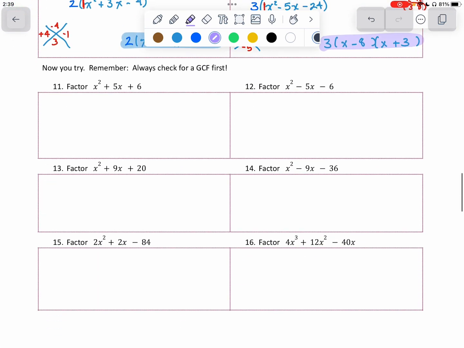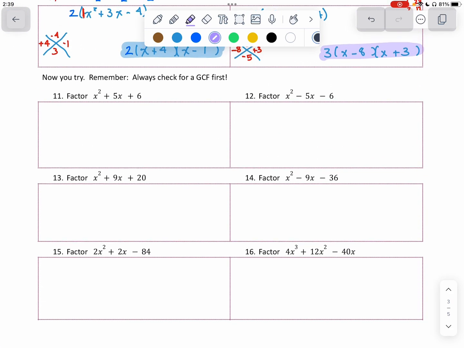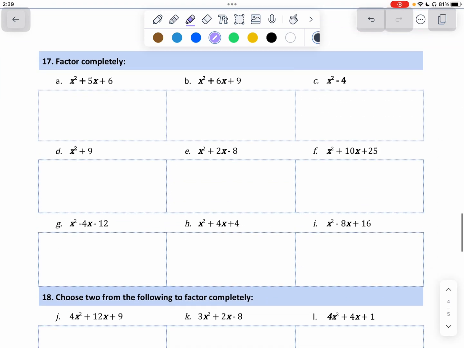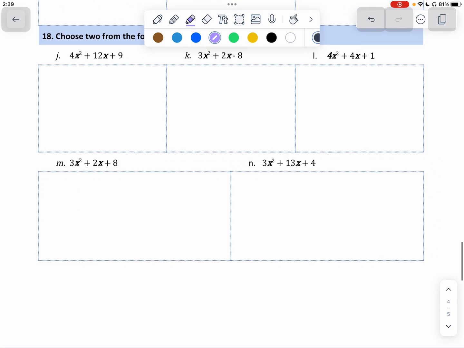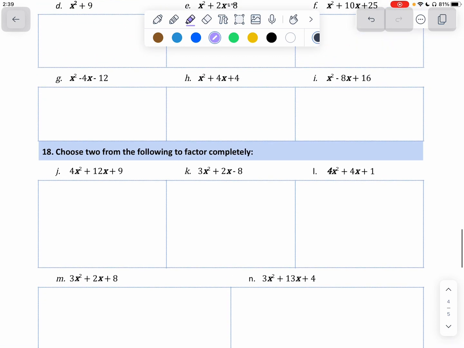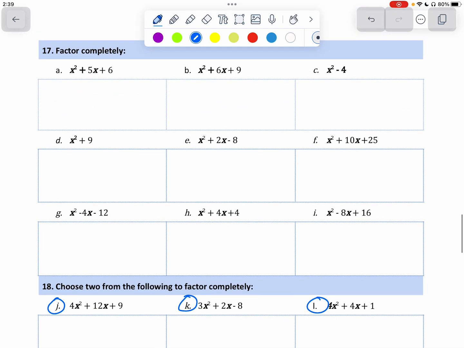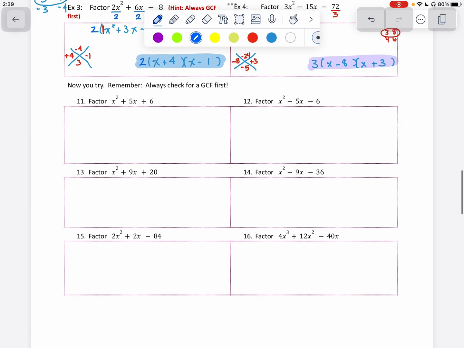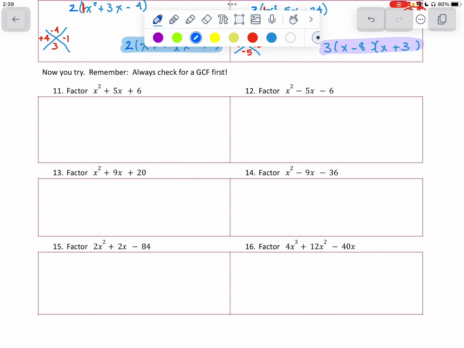And I would encourage you to pause the video here and try these on your own. And then there's a little bit of mixed practice down here. And you won't quite be ready for these because these you will need to do on day 2, but you should be able to do A through I, number 17. So just take a few minutes and see if you can do these on your own, and then resume the video and you can check your answers.